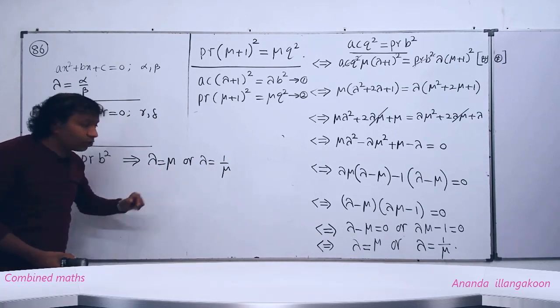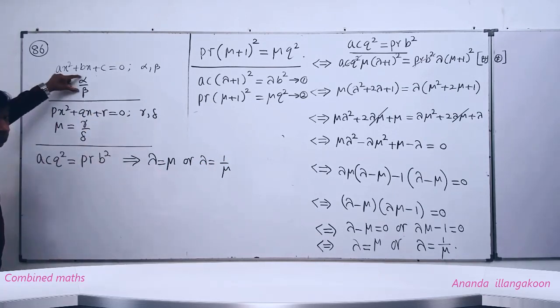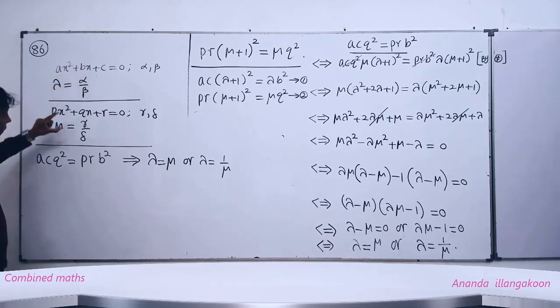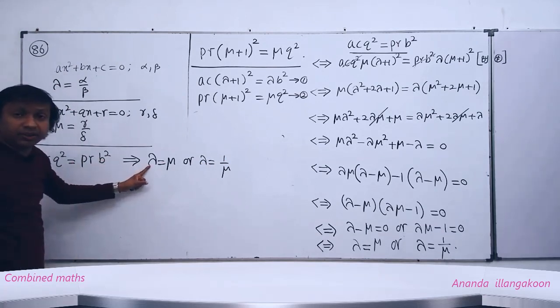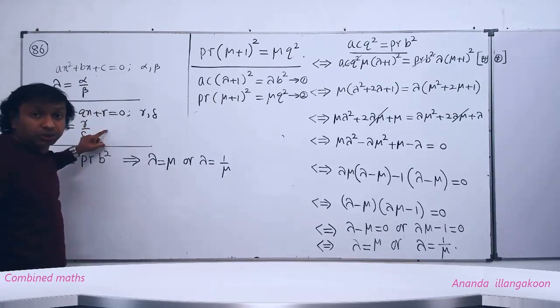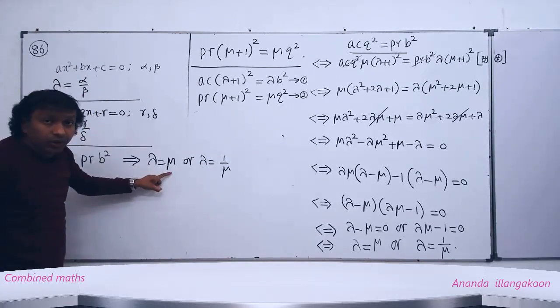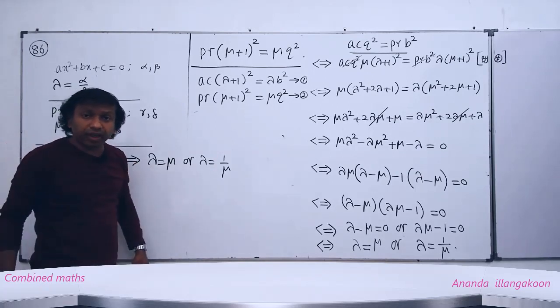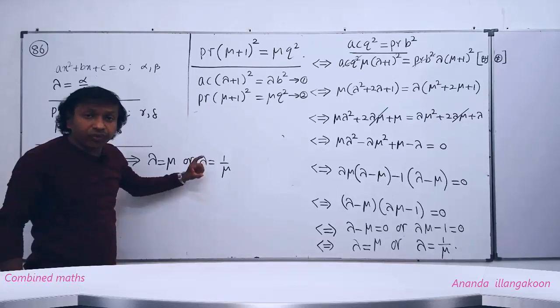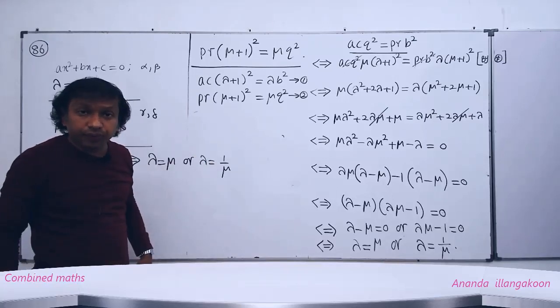What is lambda equals mu? Here, the ratio of the roots of this equation is lambda. Mu is the ratio of the roots of this equation. Then if ac q squared is equal to pr b squared, this result implies the ratio of the roots of these two equations are equal, or lambda is 1 upon mu. That means one ratio is equal to the reciprocal of the other ratio.